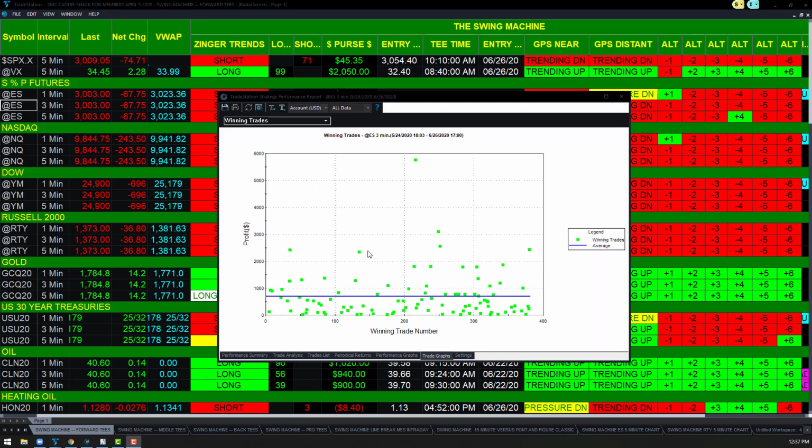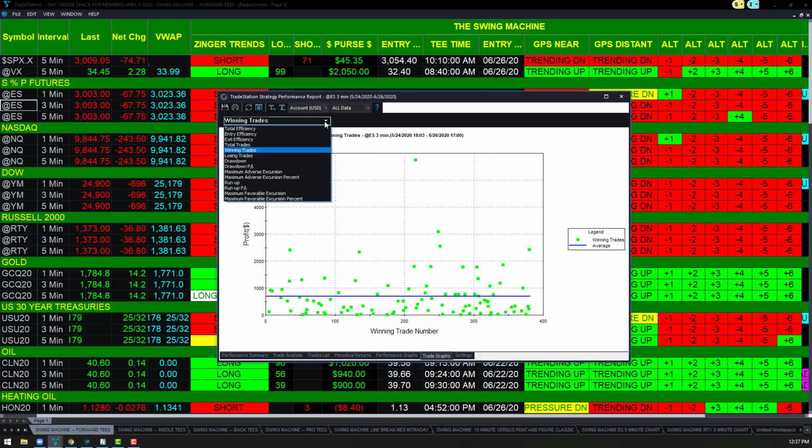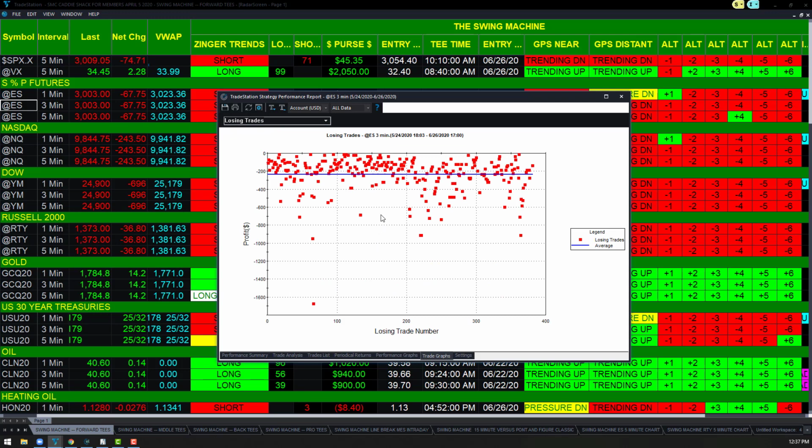Okay, so now we're looking at the ES 3-minute over 5 weeks. What is the average winning trade? The average winning trade, if you hold it all the way through, is $684. What is the average losing trade? $234. Almost 3 to 1. That's very, very good. I'll take those probabilities.